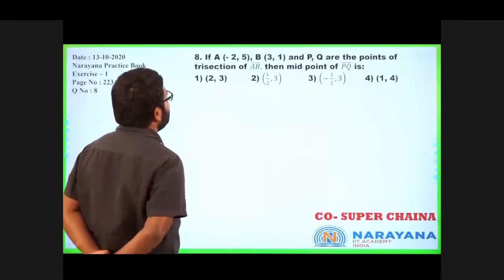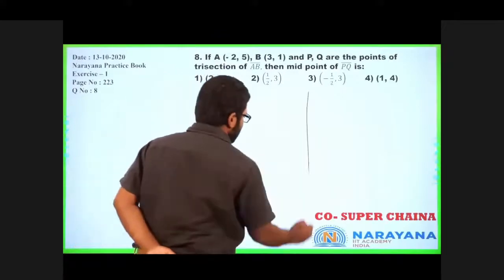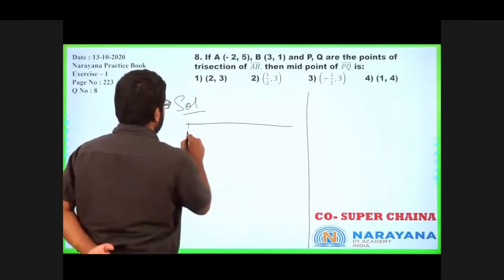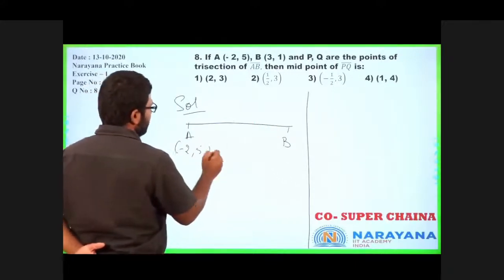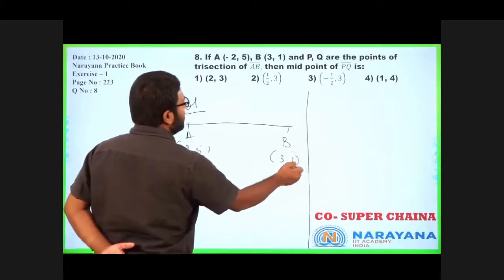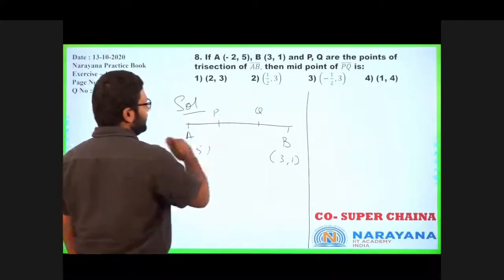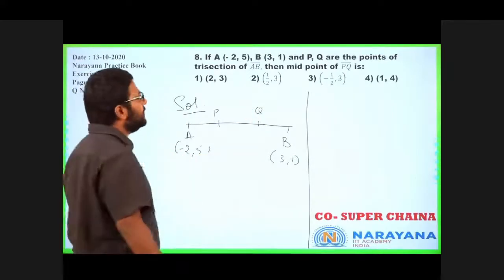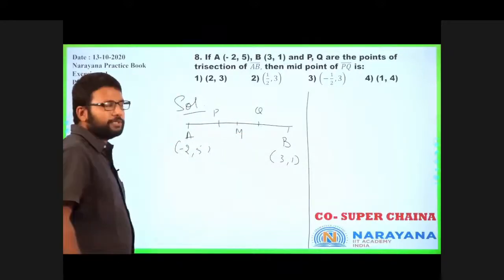If A is (-2, 5), B is (3, 1) and P, Q are the points of trisection of AB, then the midpoint of PQ is what? Okay, very interesting question. A and B are given, (-2, 5) and (3, 1). P and Q are points of trisection of AB. So P and Q are basically dividing AB equally into 3 parts, right? Let us call the midpoint of PQ some point M.